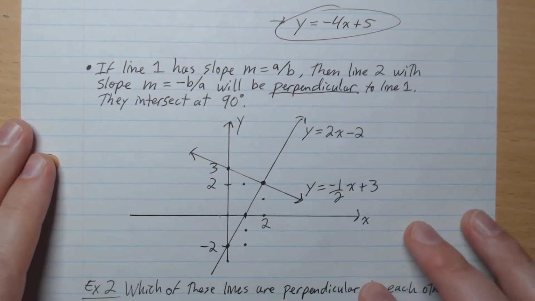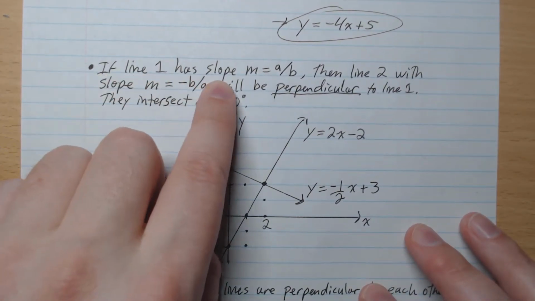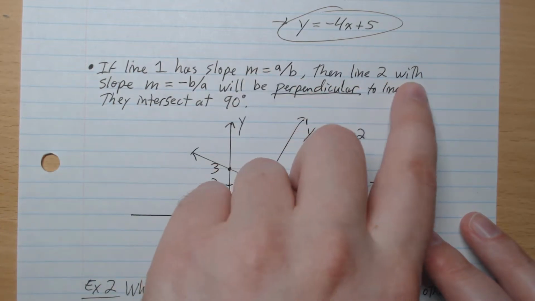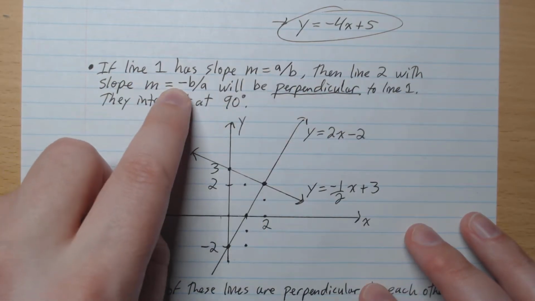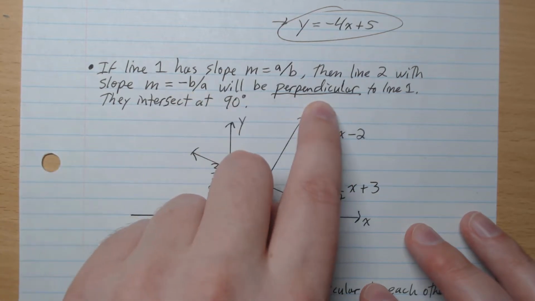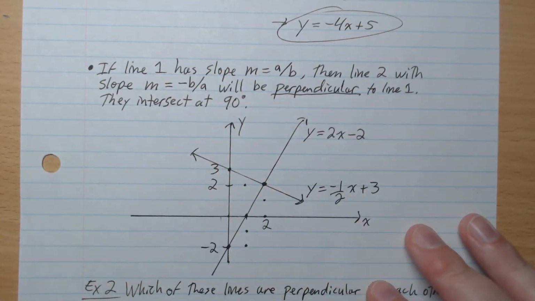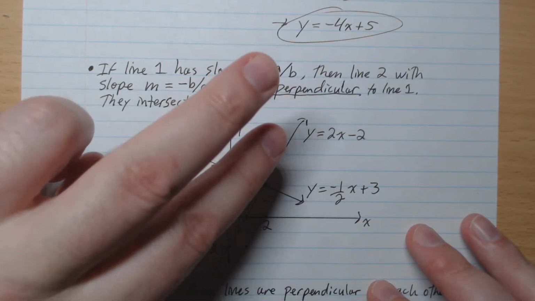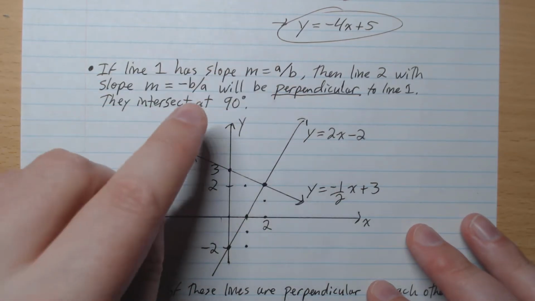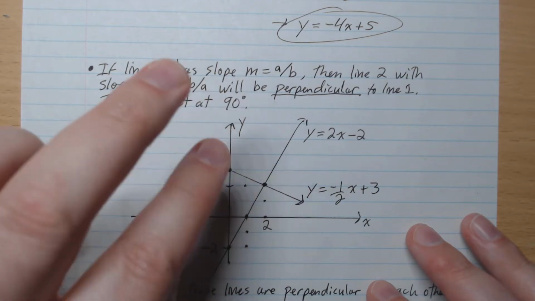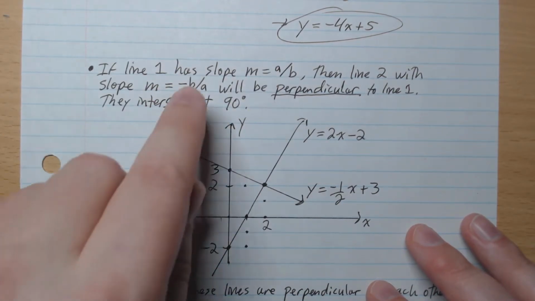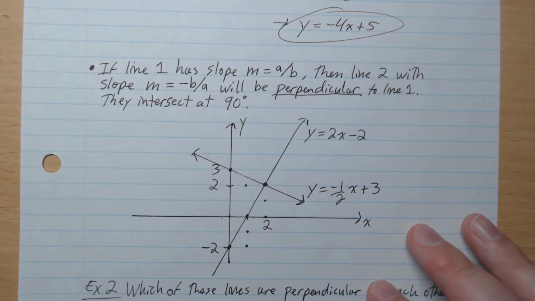Okay, let's talk about something else. If line 1 has slope m being a over b, then line 2 with the slope of negative b over a will be perpendicular to line 1. They will intersect at 90 degrees. Right? So we're taking the reciprocal and making it negative. So you'll hear that, the negative reciprocal. So b over a times negative 1, like that, the negative reciprocal.